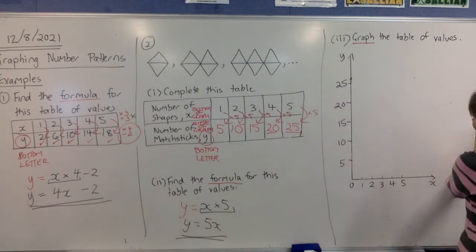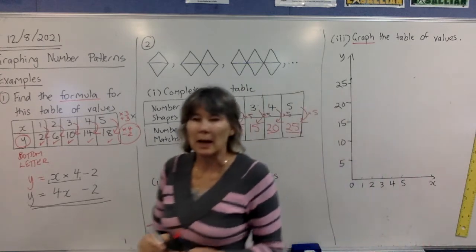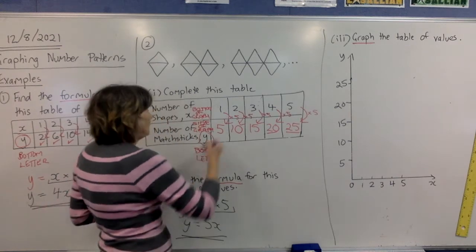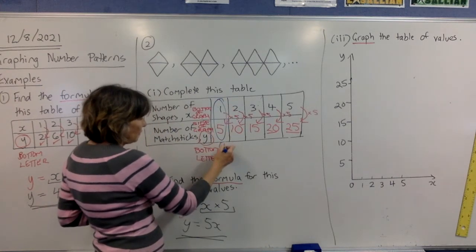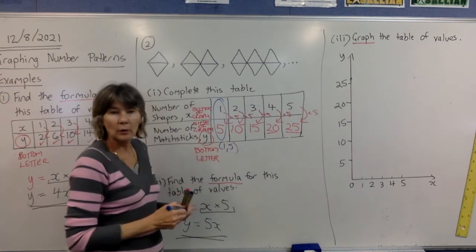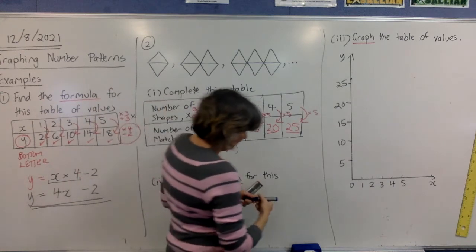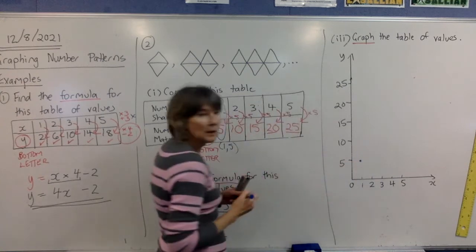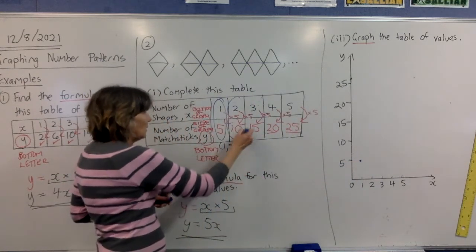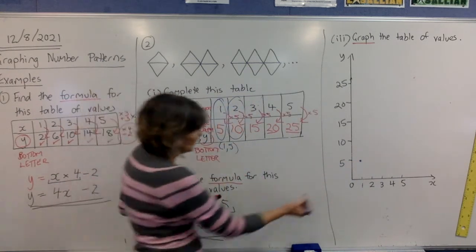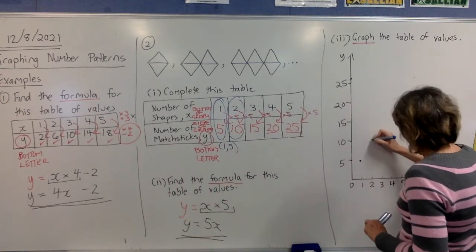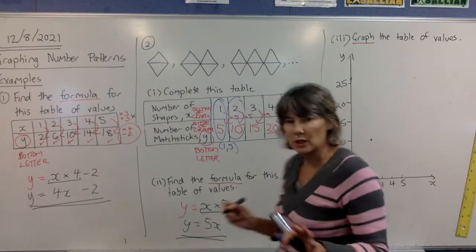Okay, so now we're actually going to do the graphing part. So here we have a point 1, 5. So we're going to go along 1 and up 5 and put a dot. Then our next point is 2, 10. So we're going to go along 2, up 10 and put a dot. It will be much easier in your grid book.